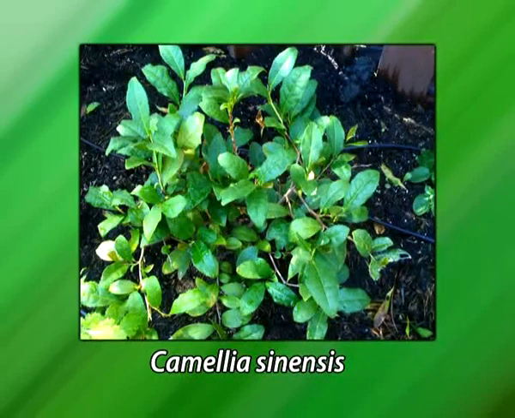Camellia sinensis, which is the botanical name for the tea plant, is an important member of the family Theaceae, and it's a low-growing evergreen shrub with a height of 0.6 to 1.5 meters. It can grow to a height of 10 to 15 meters in the wild.